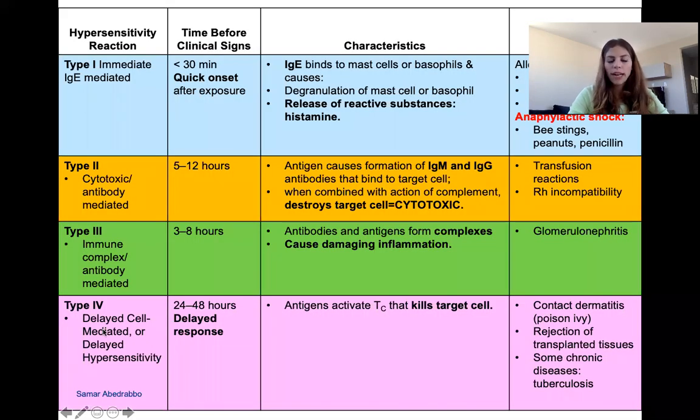So this was type 4 hypersensitivity. This was the last one. It was a delayed response, and contact dermatitis is an example. Rejection of transplanted tissues and some chronic diseases like the TB test. Also, when we test for that, that's a type of delayed hypersensitivity response. So these were the 4 types. Take time reviewing them and understanding them. These are usually asked a lot during medical exams, so just be aware of that for a few of you who decide not to go to nursing school and go to medical school.